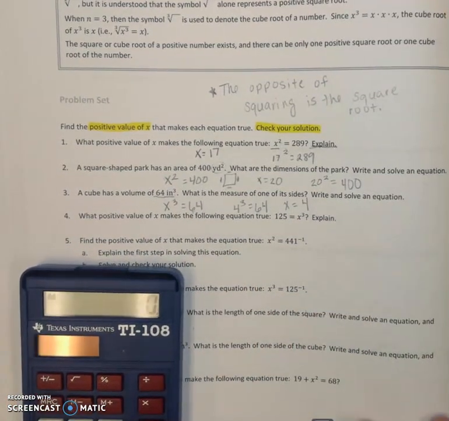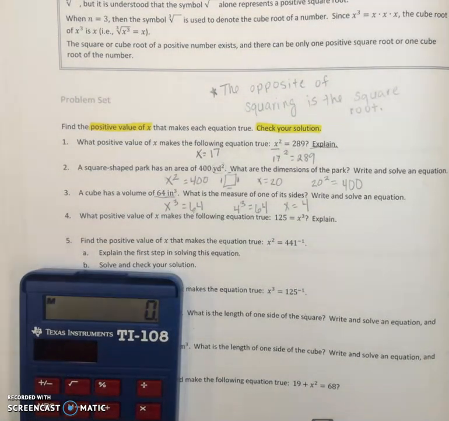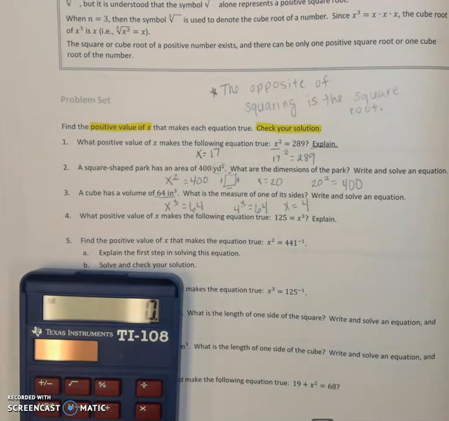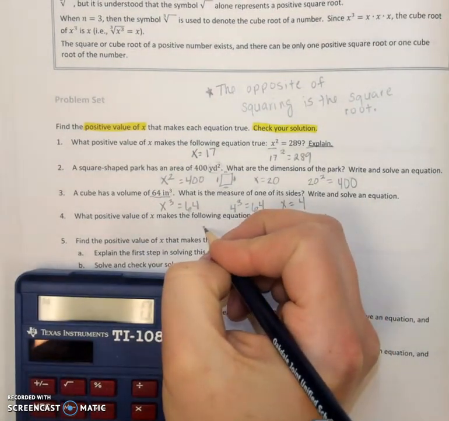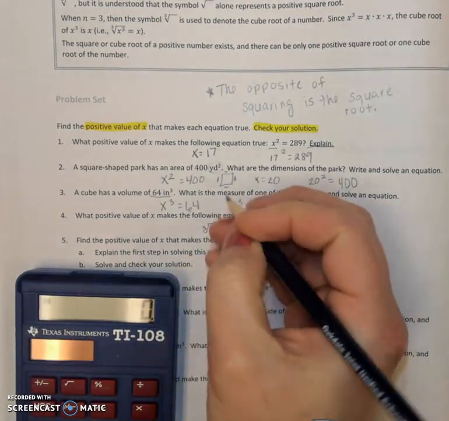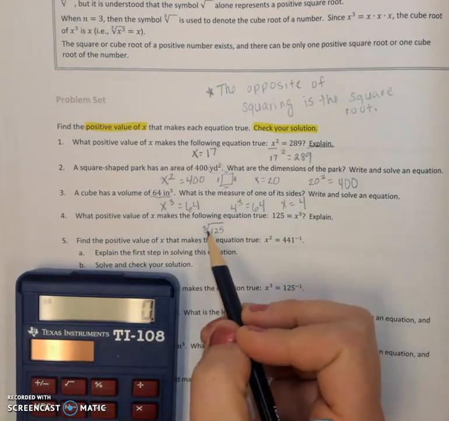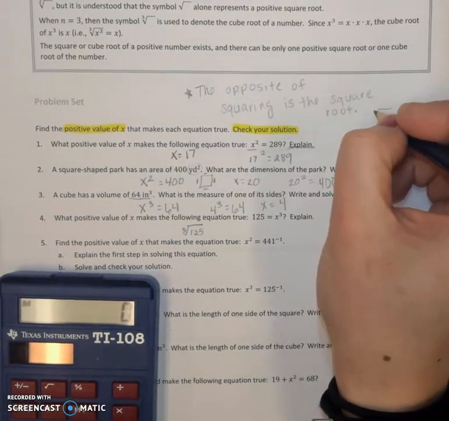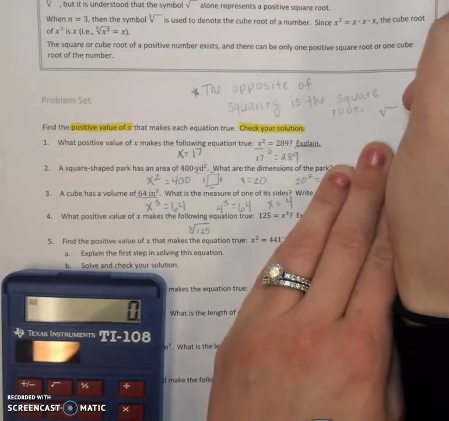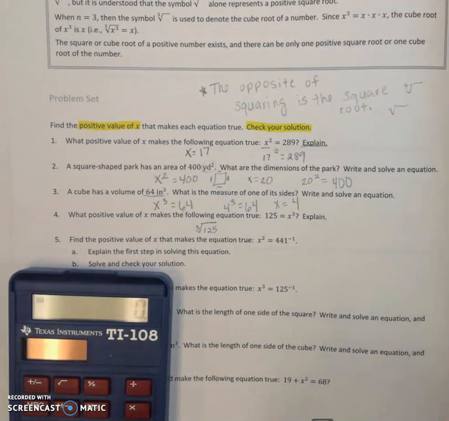So number 4, our last one. What positive value of x makes the following equation true? 125 equals x to the third. Explain. So again, it's to the third, so I know we would write it like this. So it's the cube root. Square root is just like this. I'm not very good at making that, but that's just square root. But if you see it like this, that's a cube root with a 3.